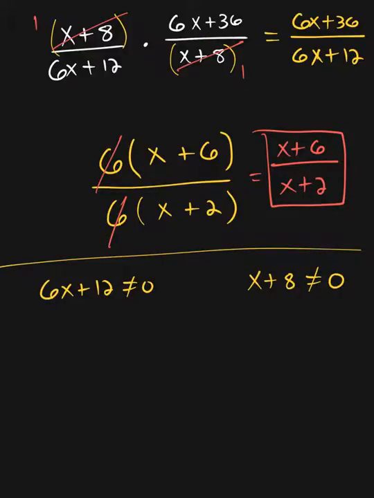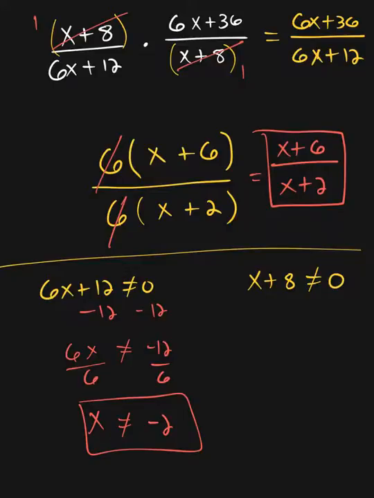So all I'm doing here is just a little bit of Algebra 1 stuff. Subtract 12, subtract 12. 6x cannot equal negative 12. Divide by 6, divide by 6. x cannot equal negative 2. So that's part of my answer at the top. And then again, subtract 8, subtract 8. x cannot equal negative 8. So those are my two extraneous solutions.